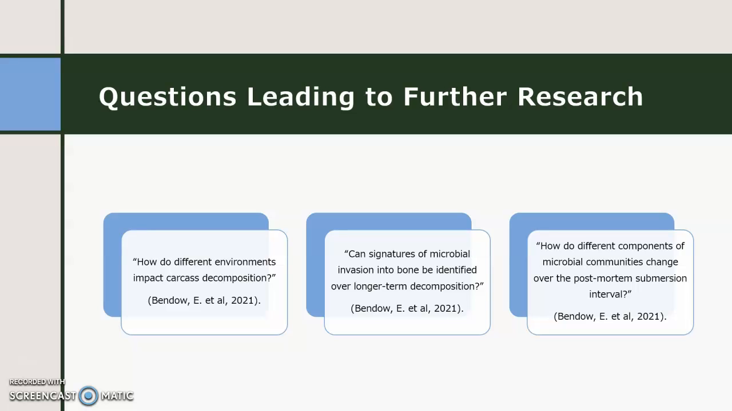So, questions leading to further investigation, to further research. How do different environments impact carcass decomposition? Can signatures of microbial invasion into bone be identified over longer-term decomposition? How do different components of microbial communities change over the post-mortem submersion interval? So these are questions that could be addressed if somebody wanted to investigate a little bit more on this topic.